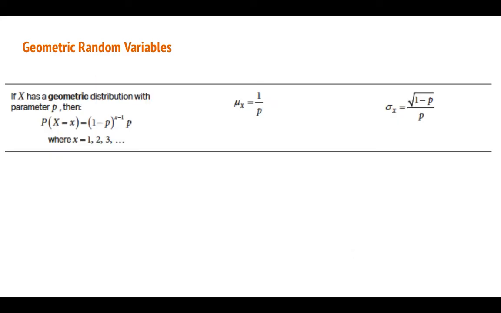This is how it looks on the formula sheet. You have your formula, and then we also have the mean of a geometric distribution and the standard deviation of a geometric distribution. So let's look at those for the previous example. The mean for the number of times it takes until you roll doubles would be 1 over P, and P in this case was 1/6, so 1 over 1/6, we just get 6.